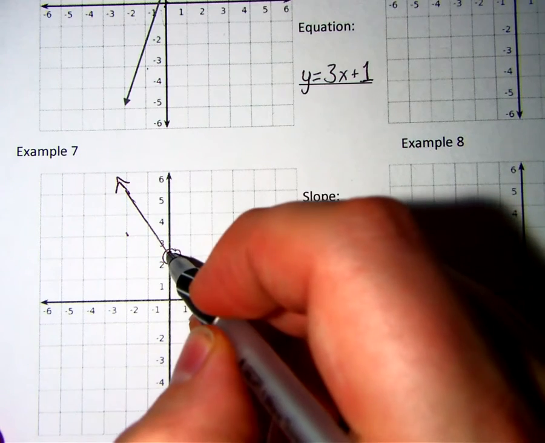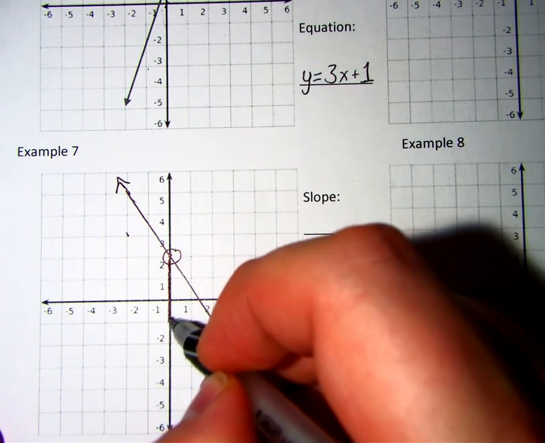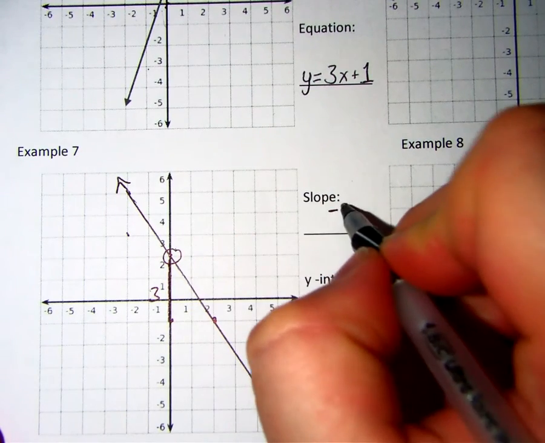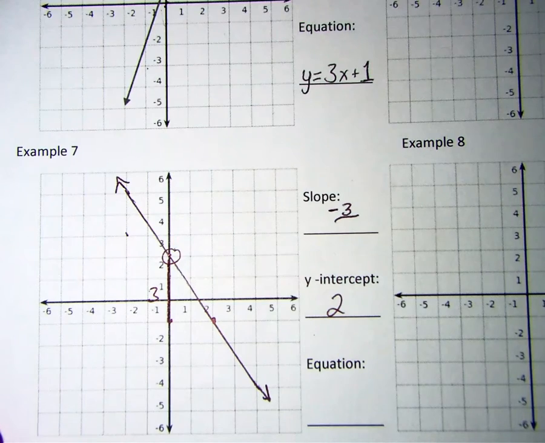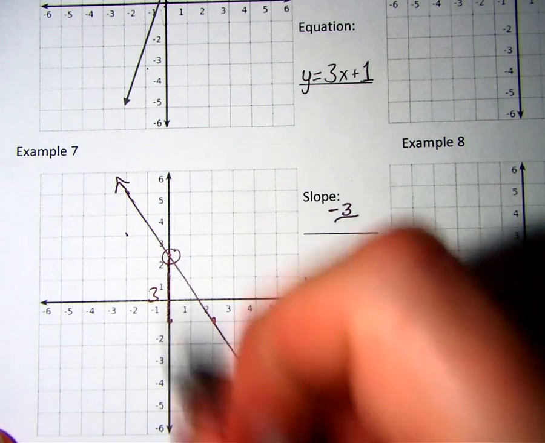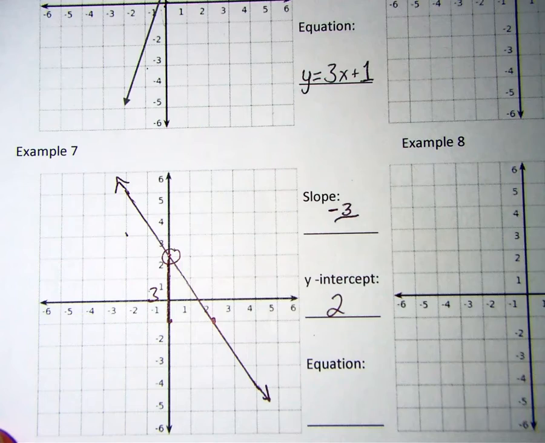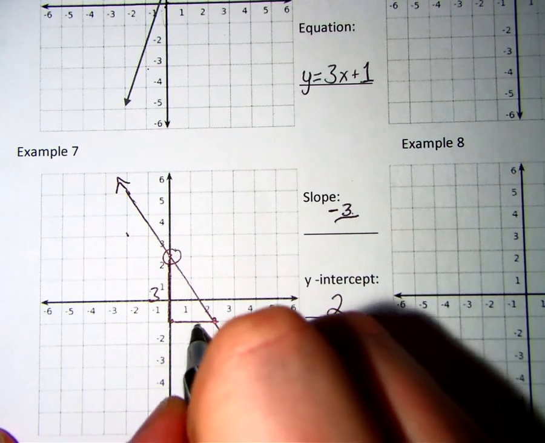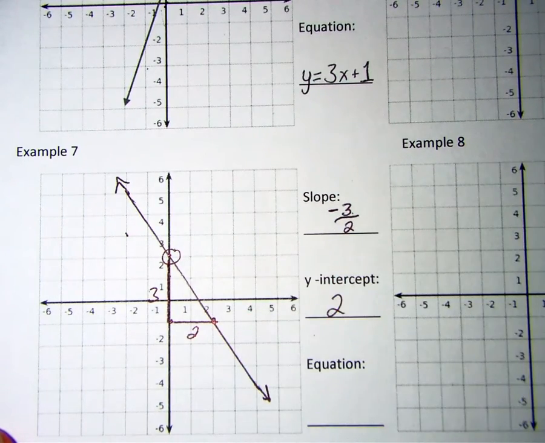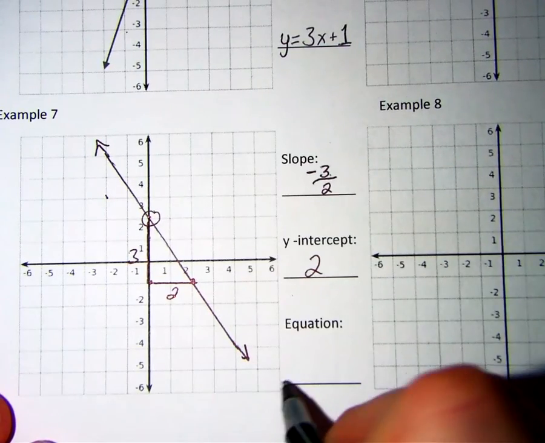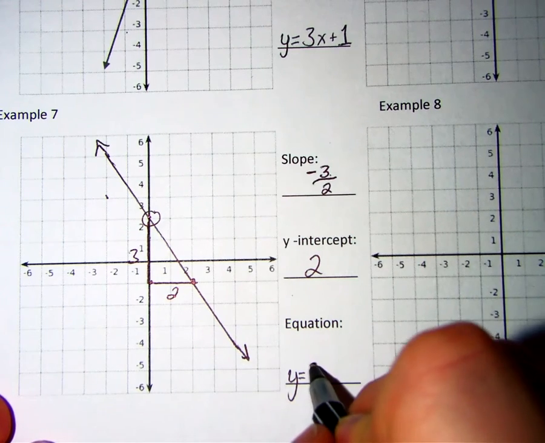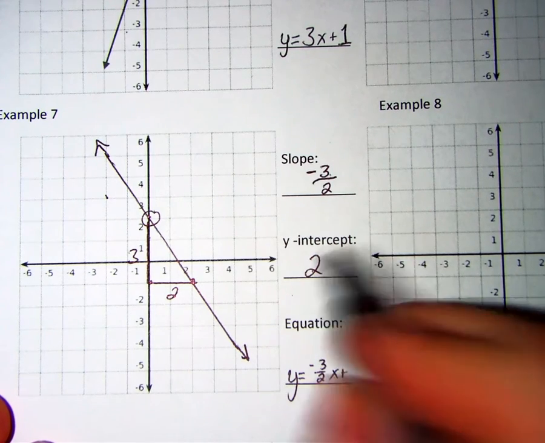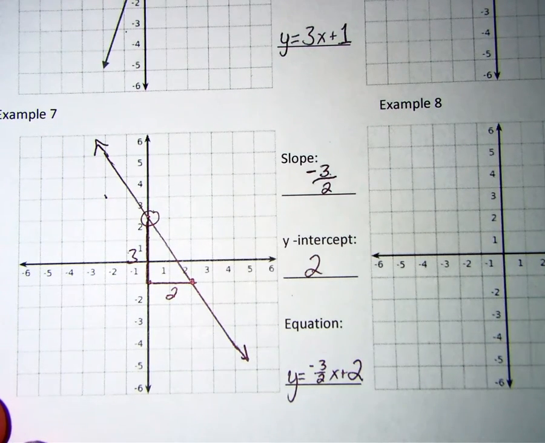So from this ordered pair, I moved down, and that was down 1, 2, 3 units. So my slope is -3, which accounts for my rise. We're not increasing, but rather we're decreasing, so I have a rise of -3. And we run 2. So again, we can write the equation of a line. Y equals, my m value will be -3 over 2x plus my y-intercept value 2.